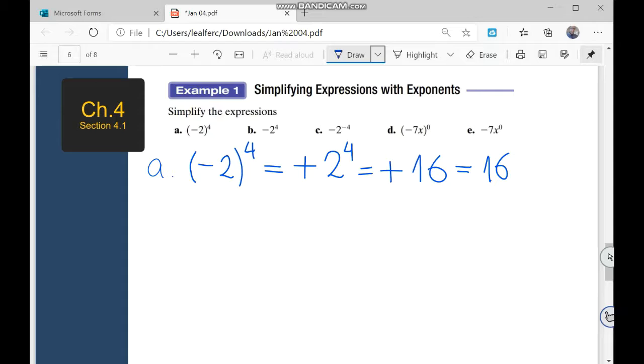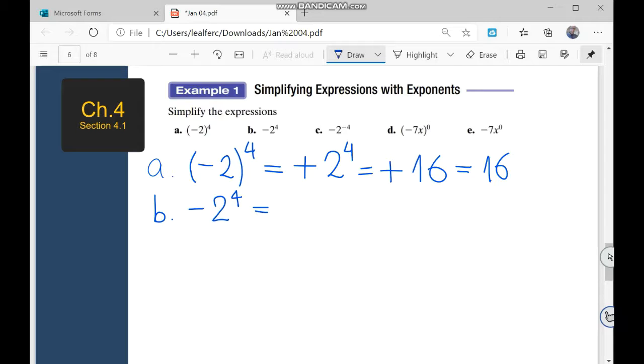Next, letter B. Again, this is a review. Now we have kind of the same thing. Check it out. Negative 2 exponent 4. What's the difference now from A? Can you spot any difference? From A we have parentheses, negative 2 exponent 4, right? On B we don't have the parentheses. Can you understand that this is completely different?